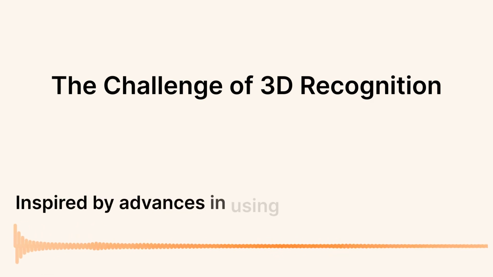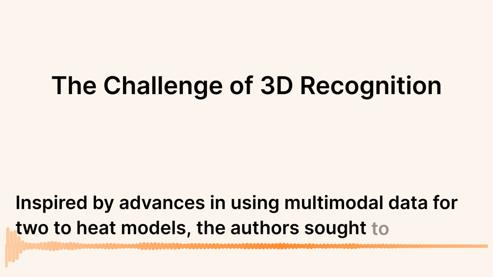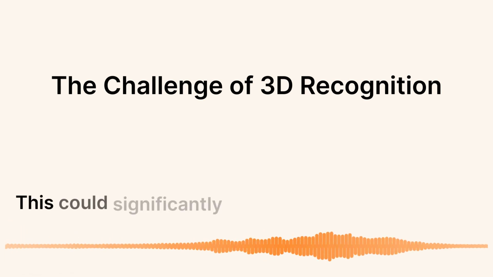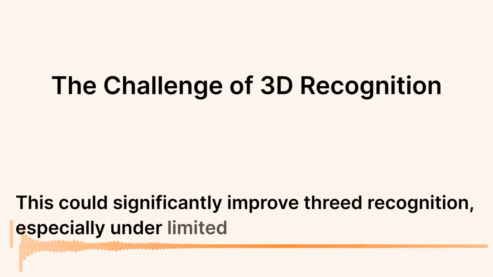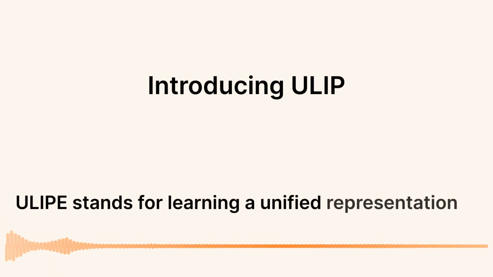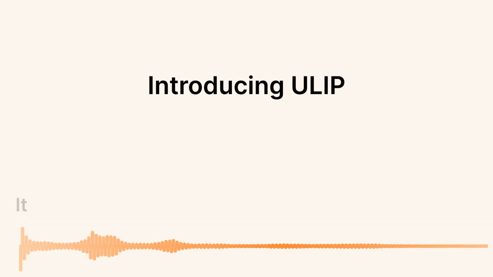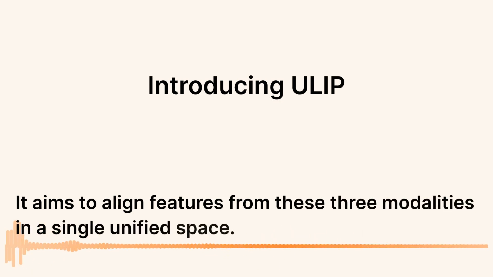Inspired by advances in using multimodal data for 2D models, the authors sought to apply similar techniques to 3D models. This could significantly improve 3D recognition, especially under limited data conditions. ULIP stands for Learning a Unified Representation of Language, Images, and Point Clouds. It aims to align features from these three modalities in a single unified space.